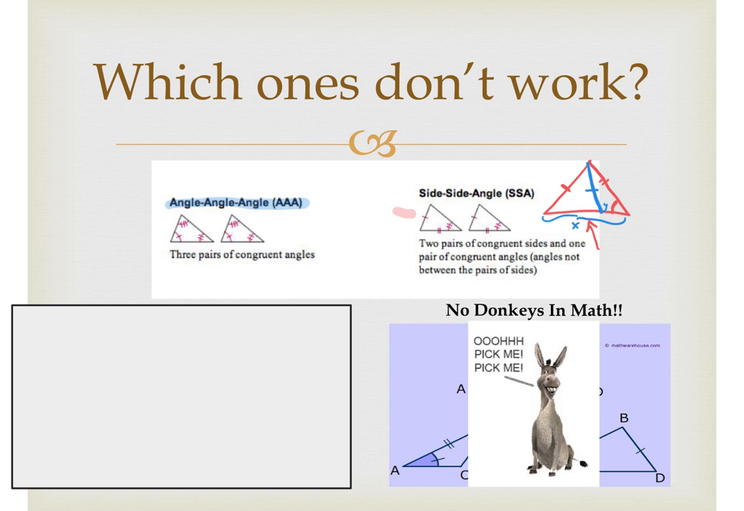You are not allowed to have any kind of donkeys in math. And if you don't get the joke, I'll explain it to you next time in class. But you cannot use the information of side, side, angle. That just doesn't work.